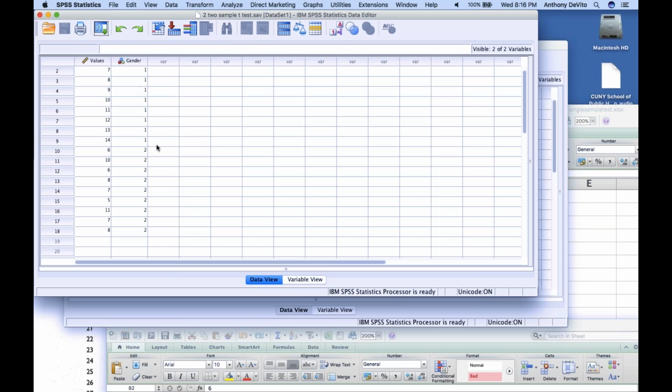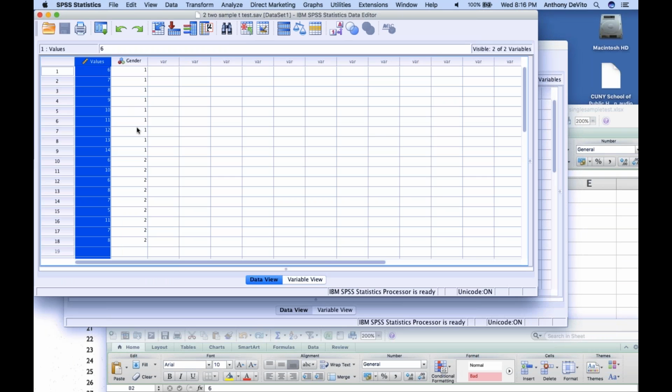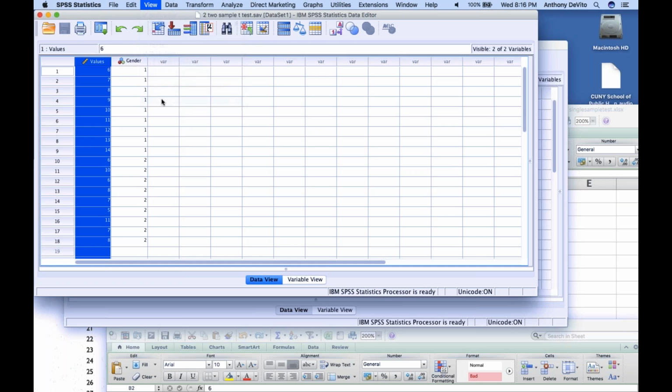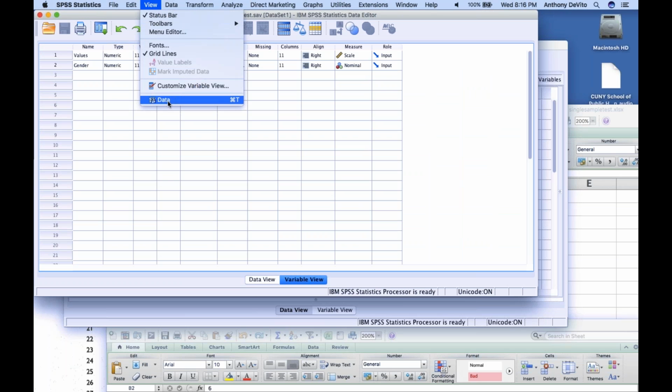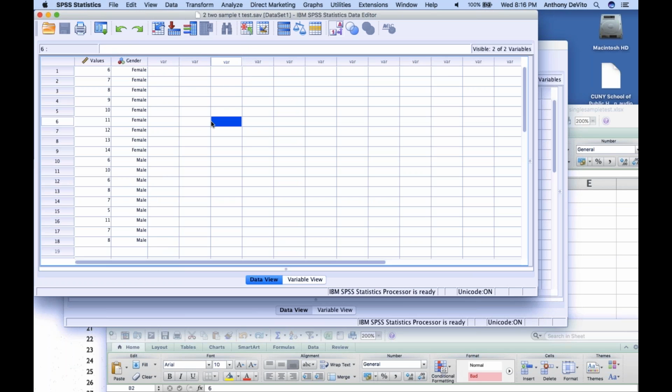And you may notice that, because of the way that SPSS organizes data, I've substituted the numbers 1 and 2 for male and female. In fact, okay, that's a variable view, data view. There we go. You can actually get SPSS to show it to you that way as well. So now let's run our t-test.